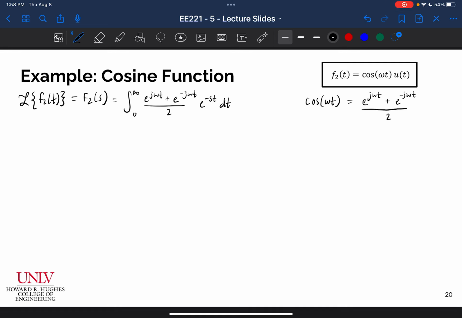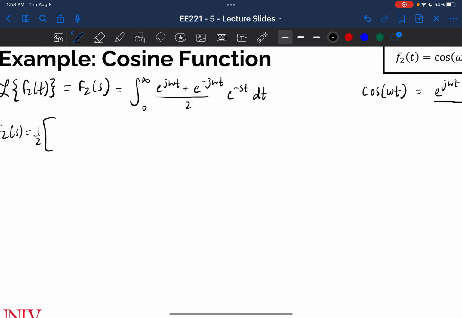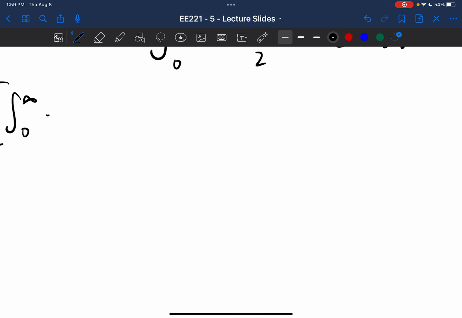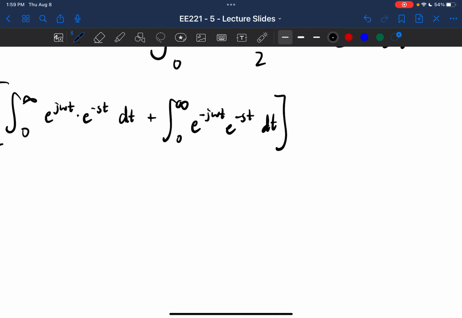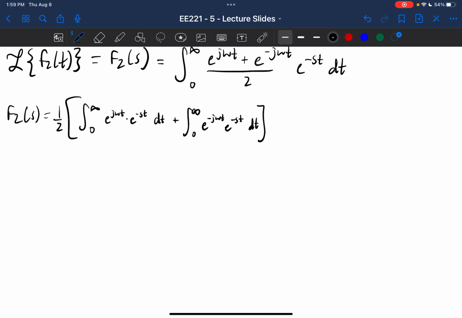So right off the bat, we can split this into two integrals and we can pull a 1/2 out. So let's just pull the 1/2 out, split it into two integrals. So we'll integrate from 0 to infinity of e to the j omega t times e to the minus st dt, plus the integral from 0 to infinity of e to the minus j omega t times e to the minus st dt. All right, and so that's the integral that we're going to need to solve.